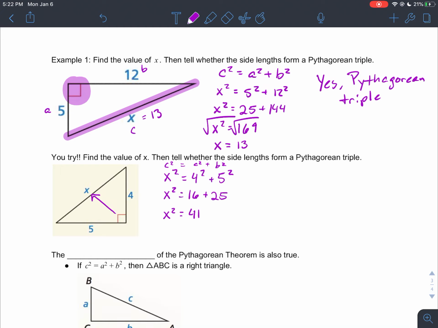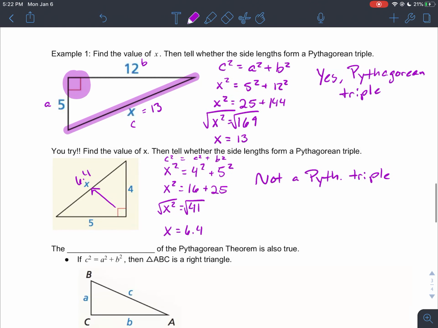Alright, so then we take the square root of both sides. So the square root of 41 is about 6.4. Okay, it's about 6.4 units long. So we found the value of x, but that is not a whole number. So not a Pythagorean triple. All right. So Pythagorean triple just means all three numbers are whole numbers. That's really it.